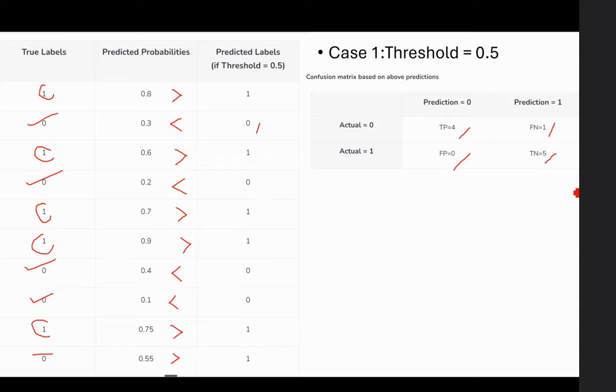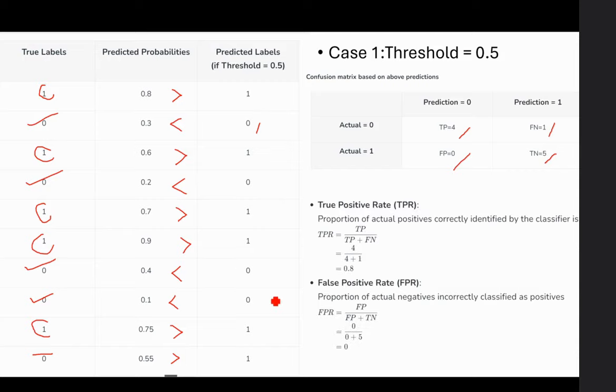Based on these values, we are going to find the true positive rate and the false positive rate. The true positive rate is the proportion of actual positives correctly identified by the classifier, which is calculated using the formula true positive divided by true positive plus false negative.